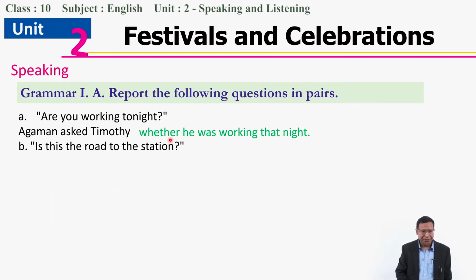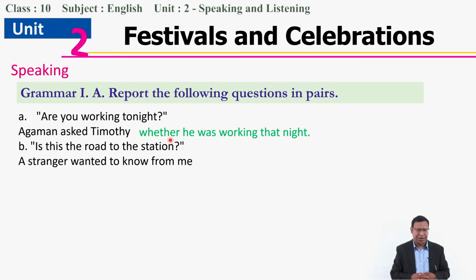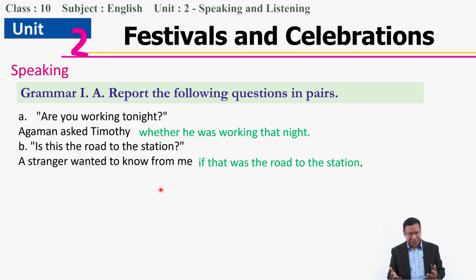Next, let's start. Is this the road to the station? That is the question you are asking someone else. So how will you start? A stranger wanted to know from me. We can use this kind of thing. Can you think what the answer is? What is the reporting? You can practice the reporting. Yes, you're right. A stranger wanted to know from me if that was the road to the station. So all the questions change into full stops, remember?